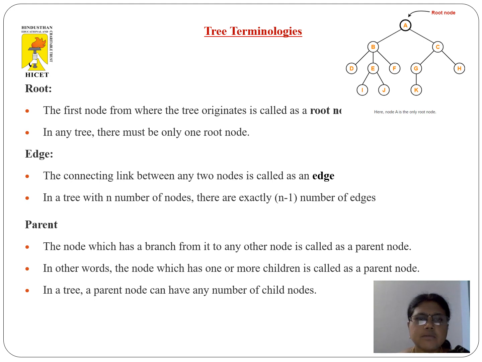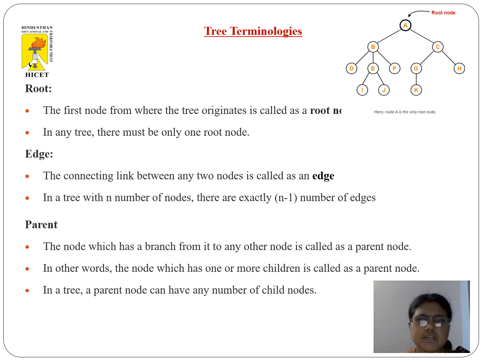Getting into the basic terminologies of tree. The first term is root. The first node from where the tree begins or originates is called the root node. In any tree, there must be only one root node. Next is edge. The connecting link between any two nodes is called an edge. In a tree with n number of nodes, there will be n minus 1 number of edges.